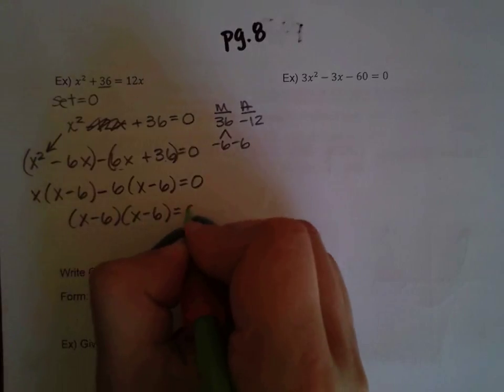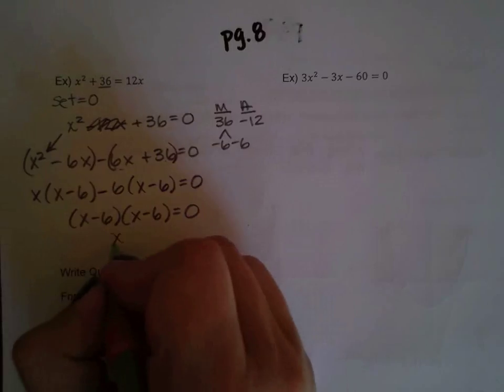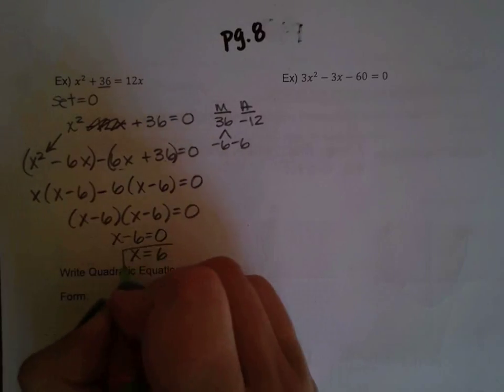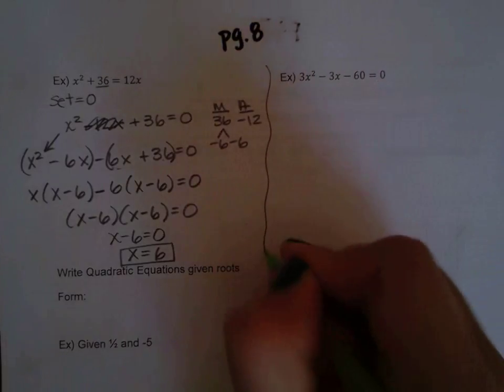Oh, looks like another one of those double roots like we had before. No need to do this twice. Just set it equal once to 0, and therefore x equals 6. So here's another quadratic that just has one solution. Let's look at the next one.